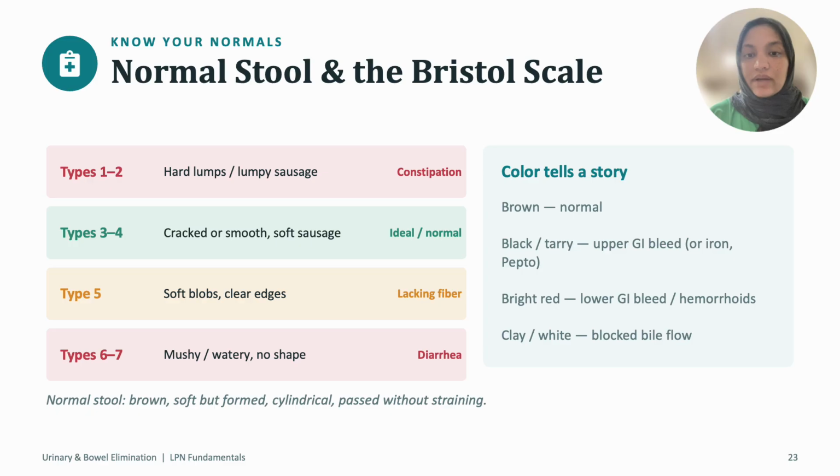And then we look at the color. Brown is normal. Black and tarry means an upper GI bleed, or iron or Pepto-Bismol. Bright red is lower GI, and clay colored or white means bile isn't getting through. Now, color is a clue you report.